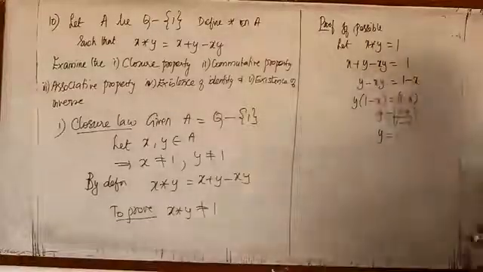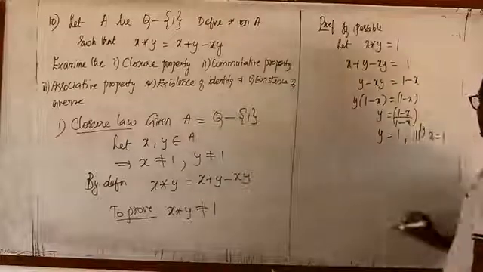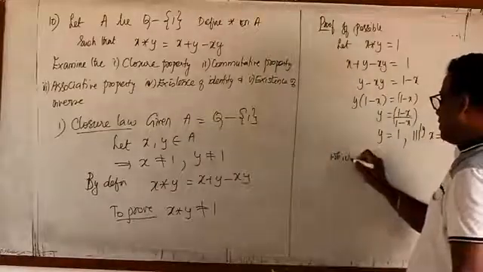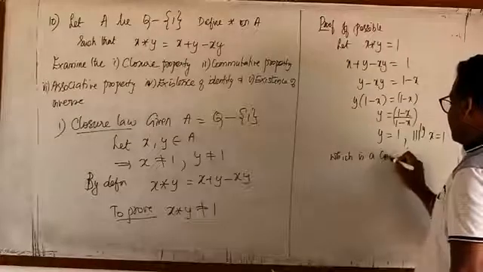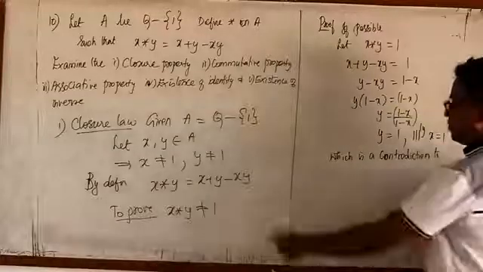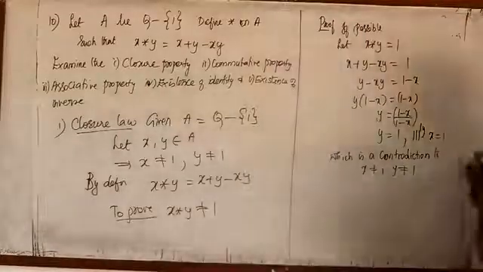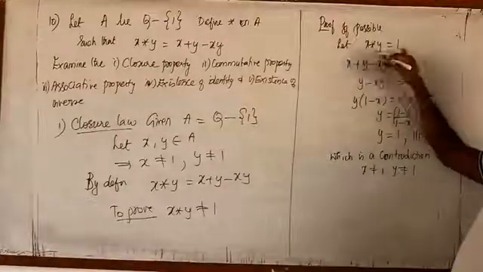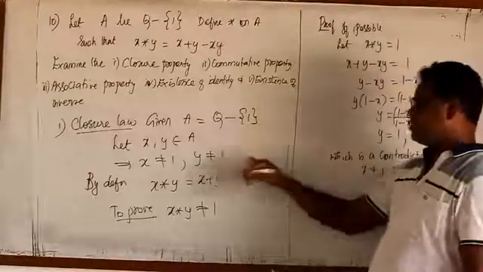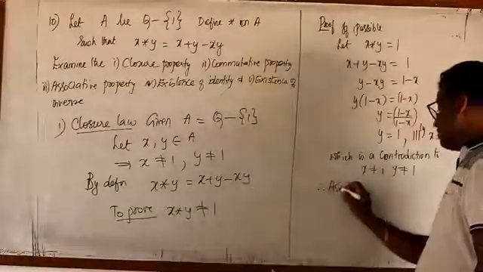Similarly, if I take y to the other side, I can prove x equal to 1. That means x equal to 1, y equal to 1 I am getting, which is a contradiction to our assumption. A contradiction to what? x is not equal to 1, y is not equal to 1. So I am proving that if I take x star y equal to 1, then x equals 1 and y equals 1, which contradicts x not equal to 1, y not equal to 1. That means my assumption is wrong. Therefore, what is the assumption?